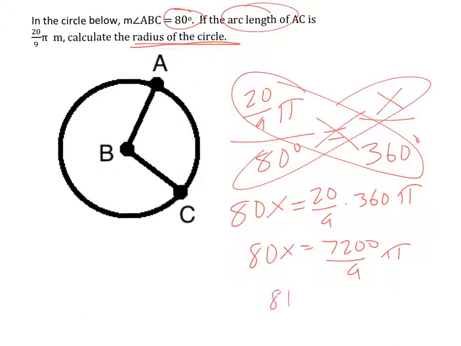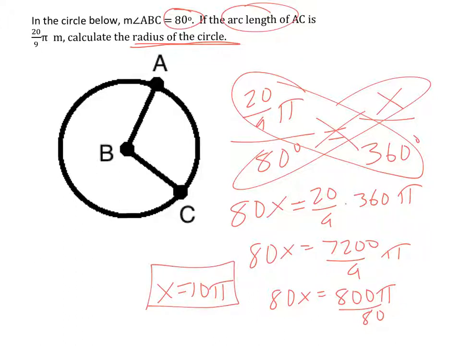And so then 80x. 9 times 8 is 72. So 72 divided by 9 is 8. So this will be 800 pi. And then if we solve for x, we're dividing by 80 on each side. So we get x equals 10 pi, the same circumference we got before. And then if we have the circumference, find the radius. Once again, 10 pi is the circumference, equals 2 pi r. So r then equals 5 meters. We get the same answer.